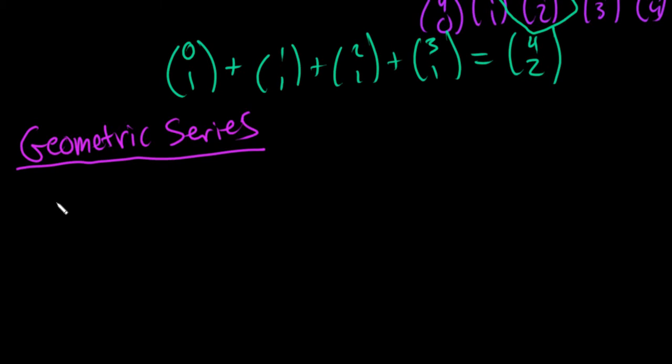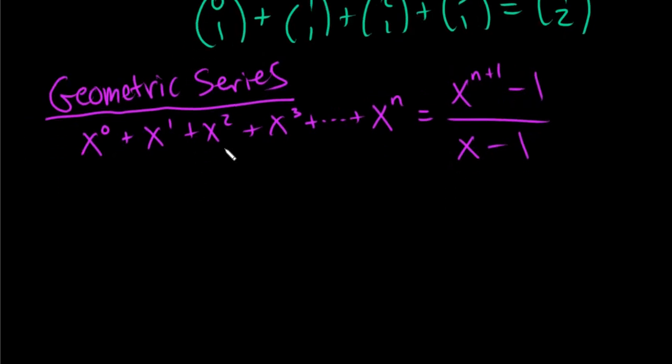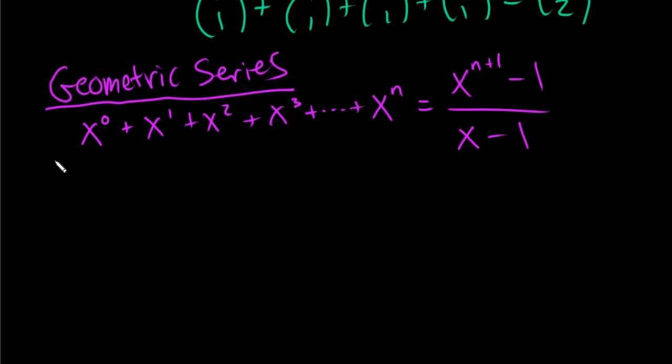But you can just take it for granted that x to the 0 plus x to the 1 plus x squared plus x cubed, all the way to x to the n, can be written as x to the n plus 1 minus 1 over x minus 1. This is the shortcut way of adding this geometric series. What is on the left-hand side is called a geometric series.